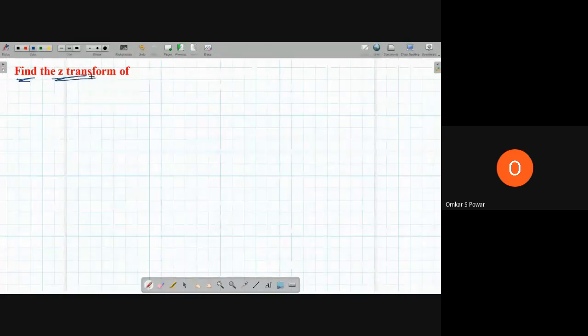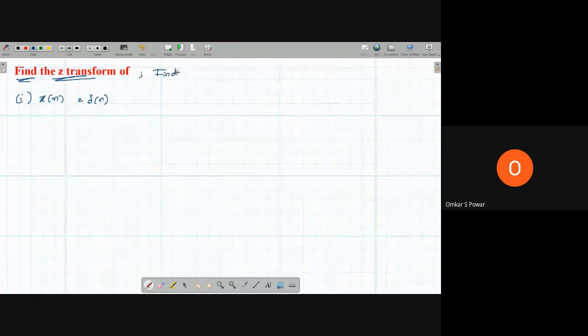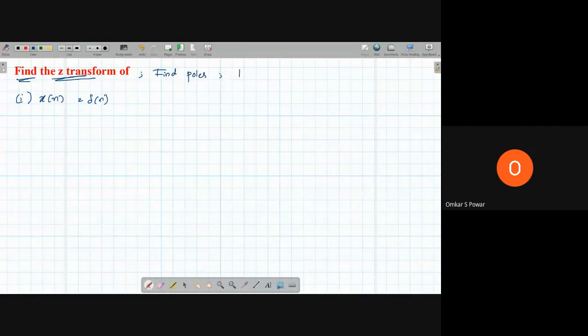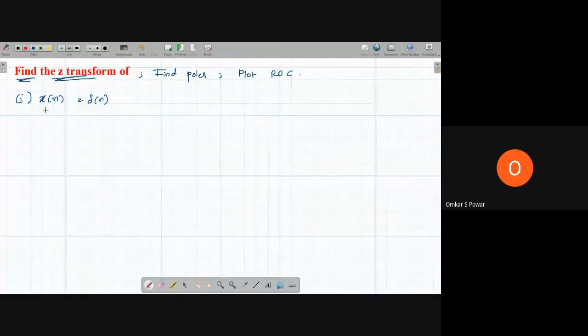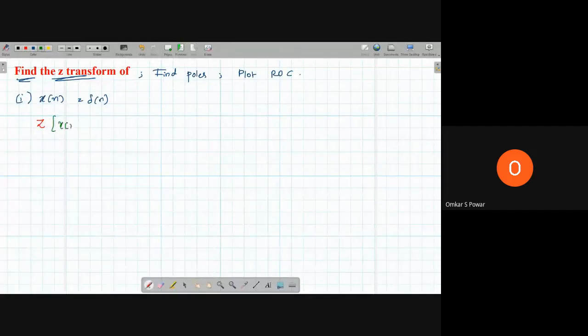In the exam, they will give you: find the Z transform of x of n is equal to del of n. Then they will also ask you to find the poles and plot the region of convergence. So what you have to do? First thing, you have to write the formula. So we know that the Z transform of x of n is equal to summation n varies from minus infinity to infinity x of n z power minus n.